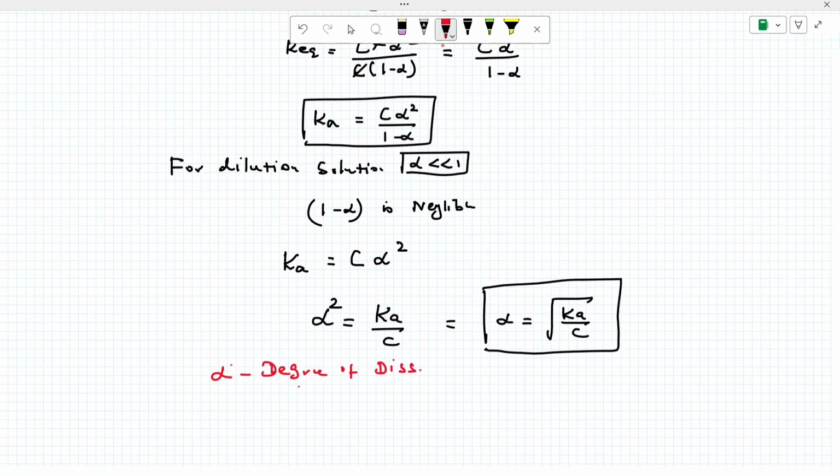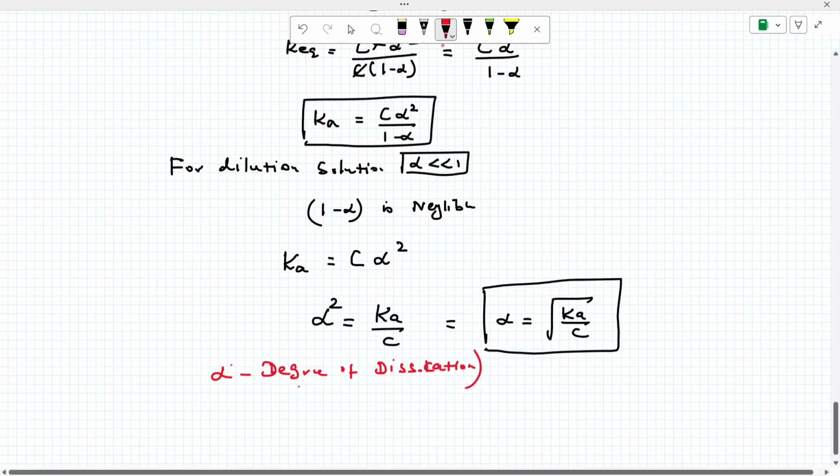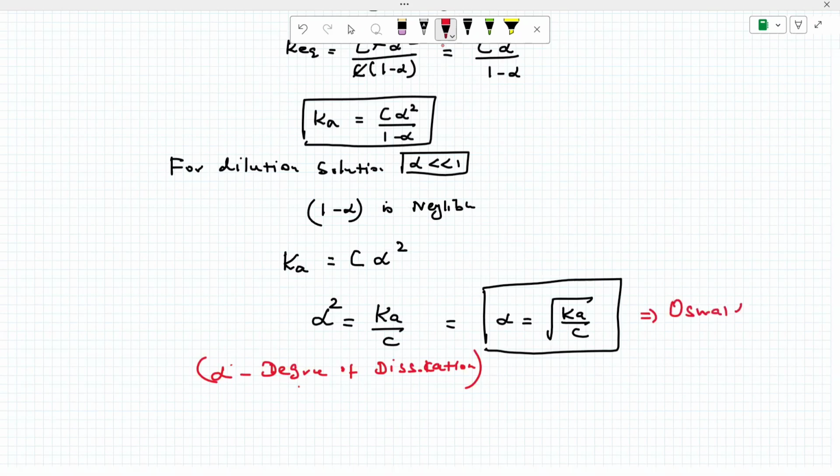Degree of dissociation. Please note, important. In this concept, this is called Ostwald dilution law.